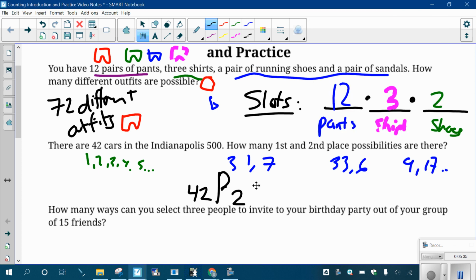1,722 possibilities. Okay? We'd never be able to count all those. It'd just take all day. But we use this P, this permutation trick, to help us.